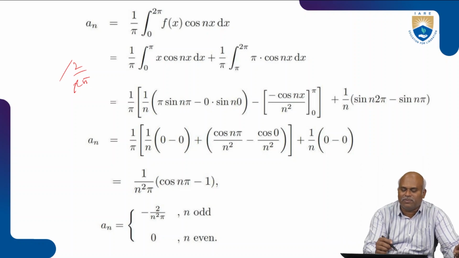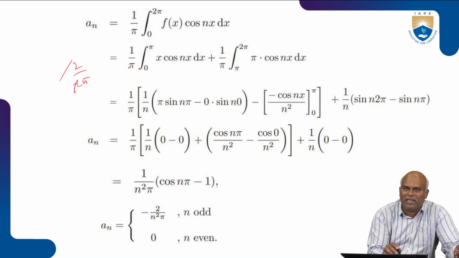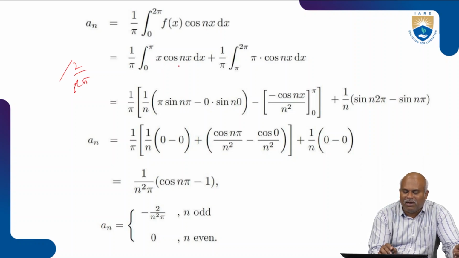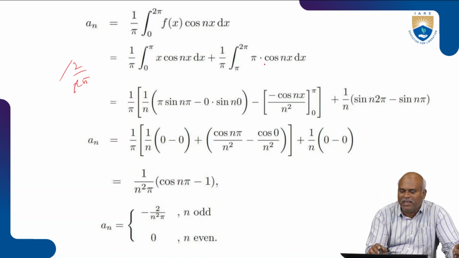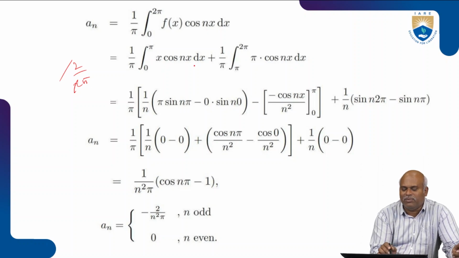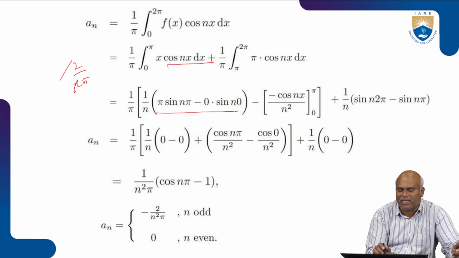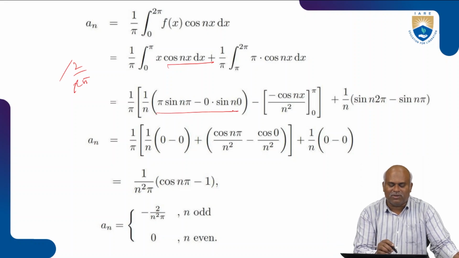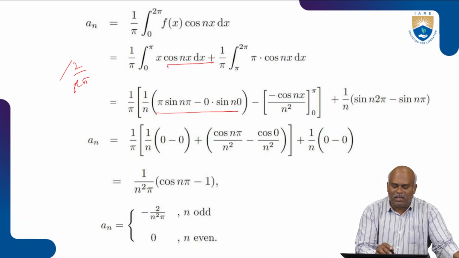Then now we need to substitute the values. 1 by pi is there, 0 to pi of x cos nx dx, plus 1 by pi integration of pi to 2 pi of cos nx dx we write. So now we can do the integration for this one. If we do the integration, we get this form: 1 by pi, and this integration is represented as x sin nx by n minus 0 sin n0.